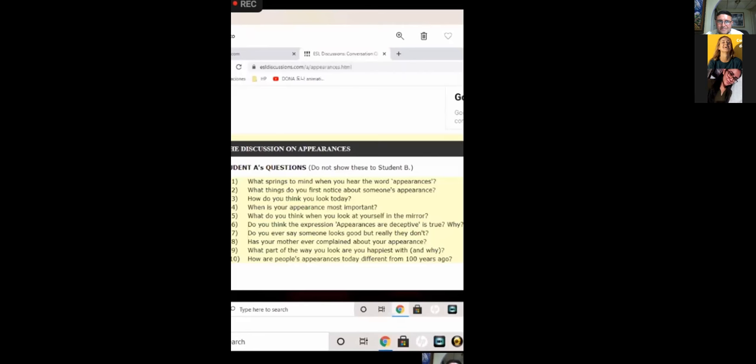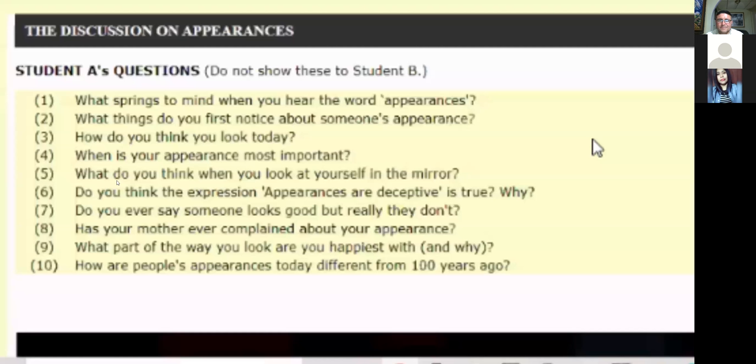Yeah, but it's not light brown, but brown, obviously. Okay.